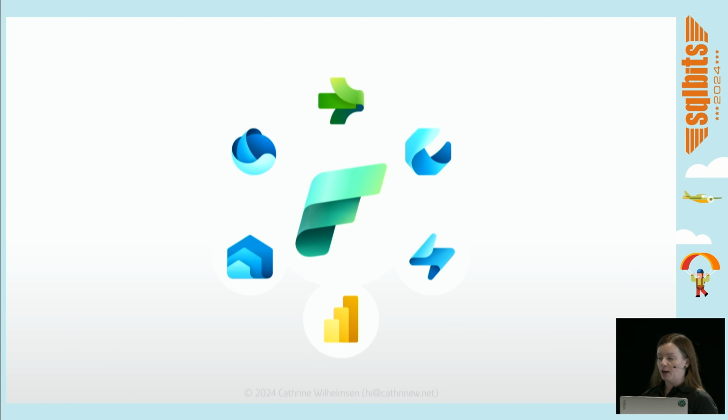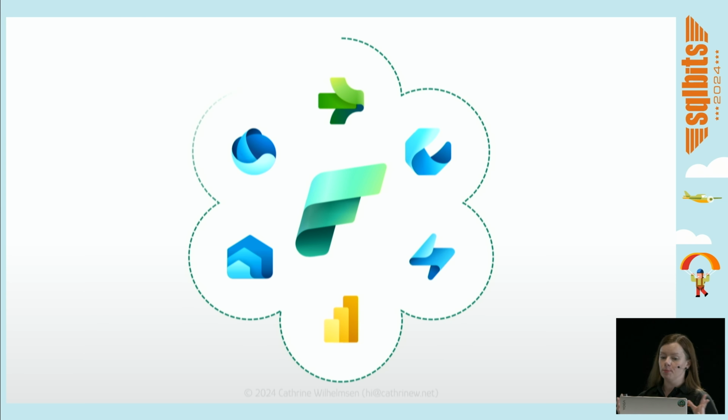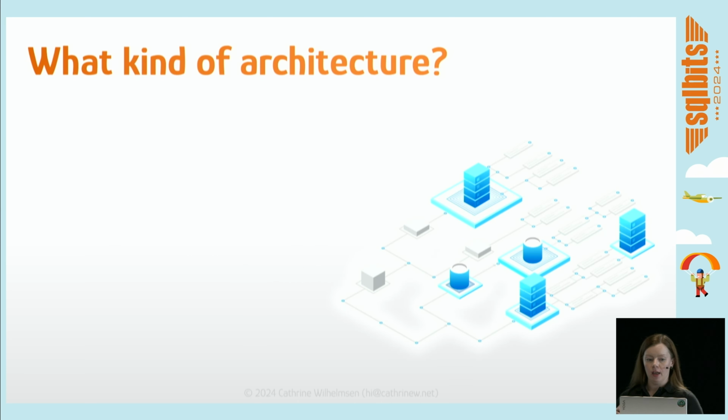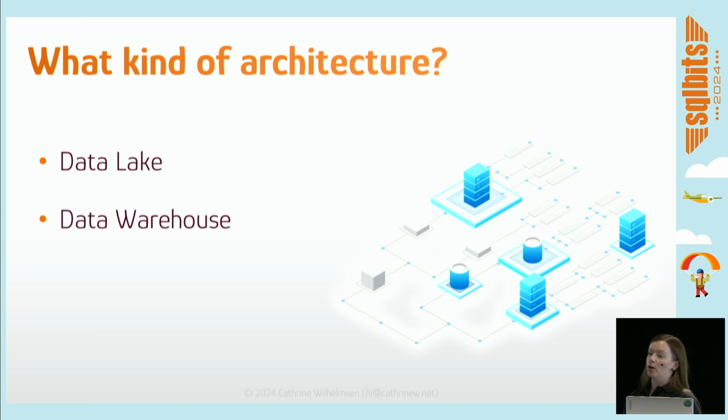So Fabric, again, takes all of these components, but it is a software as a service. It's completely packaged into one. So what do we need to think about when we choose between these? First of all, the kind of architecture that you're working with. Are you only working with a data lake architecture, or do you work with more of a data warehousing side of things? If you're working with just a data lake, Azure Data Factory as a standalone component for ingesting data could be exactly what you need.